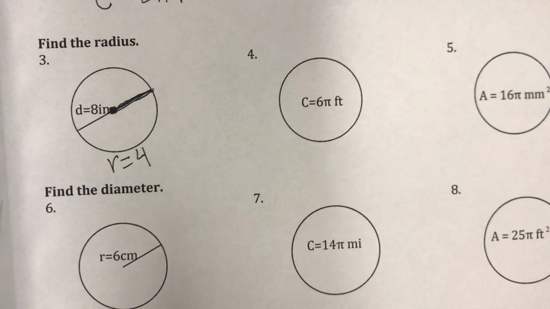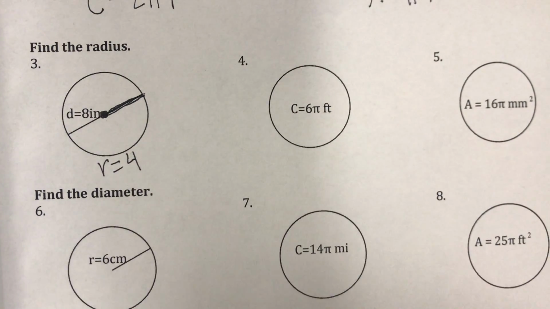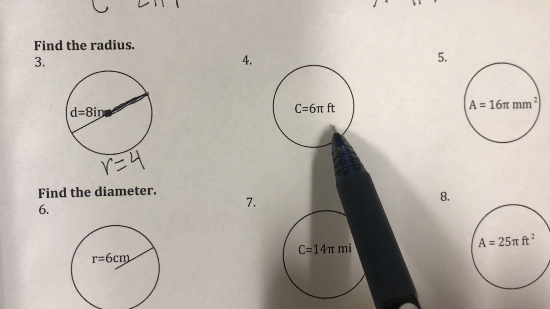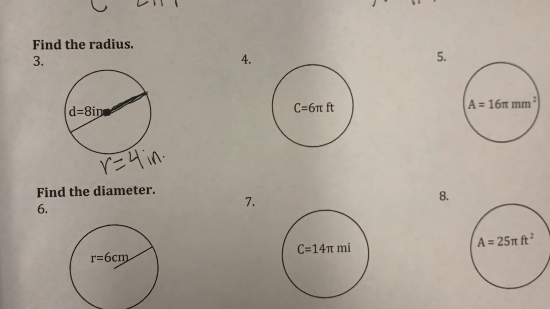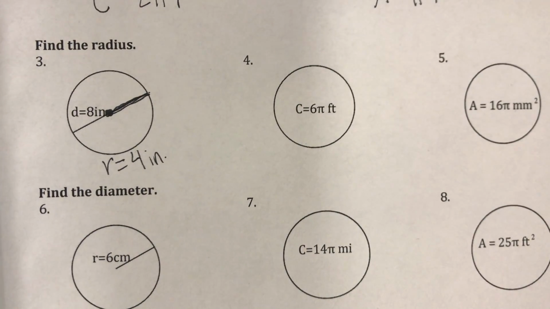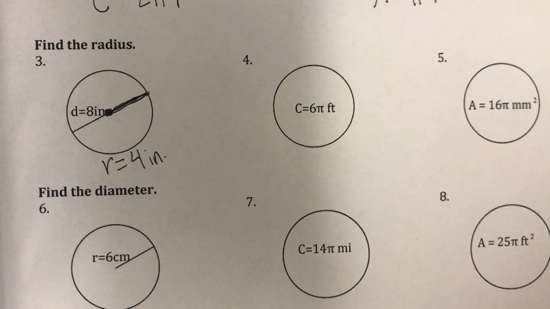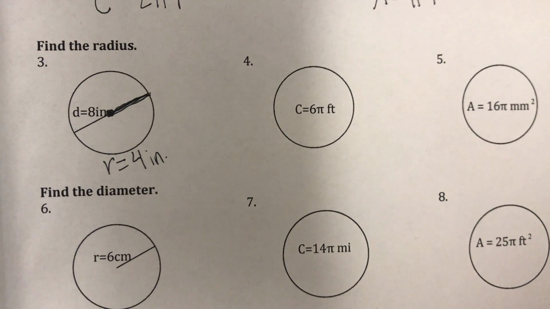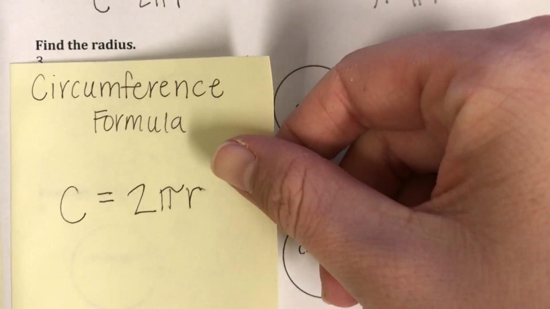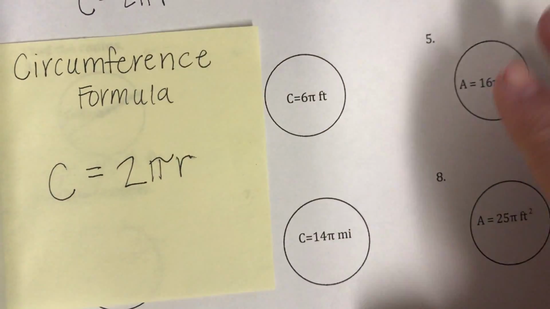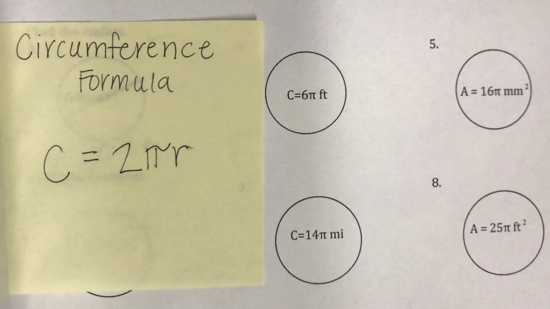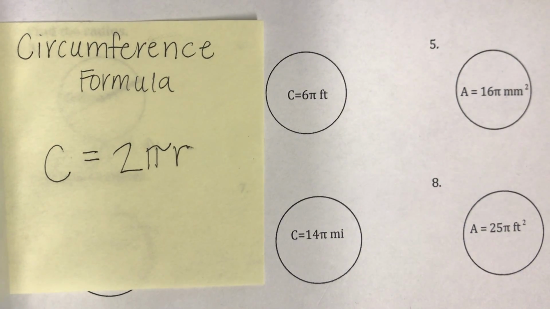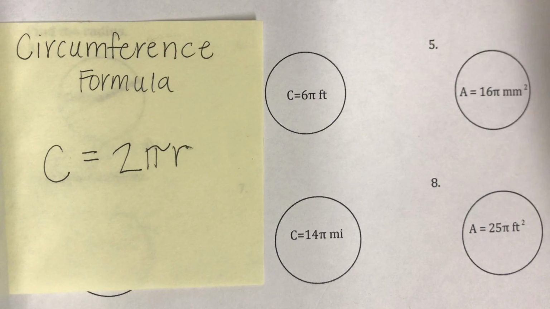Number 4 is a little harder, and this is why. We're given that the circumference is equal to 6 pi feet. Oh, don't forget to write your units. That's something I tend to forget to do. So circumference is equal to 6 pi. So these ones are going to be a little harder because now you're going to look at this formula and you're going to solve for r. So it's just like when we have an equation, right? And we're solving for x. You're going to solve for r because we want to find our radius.